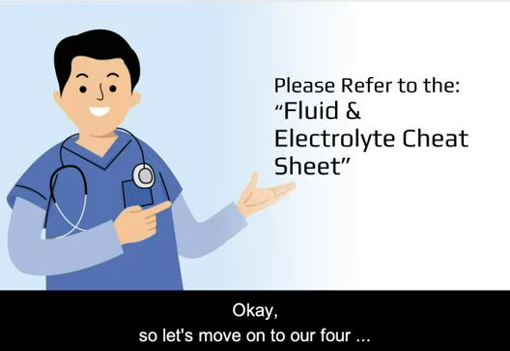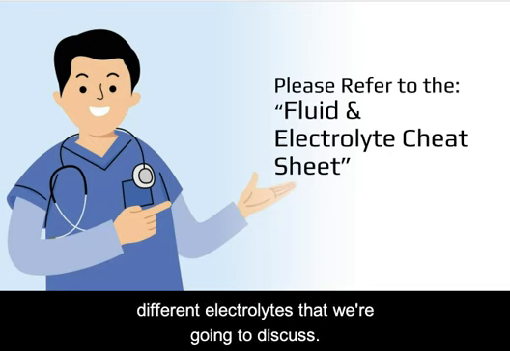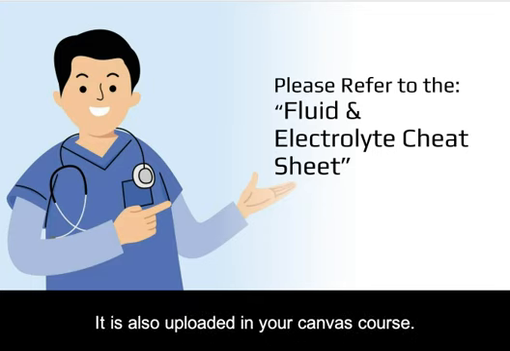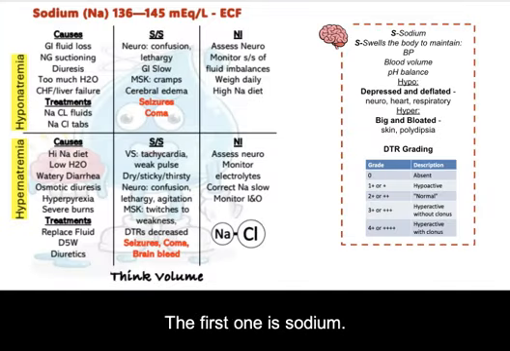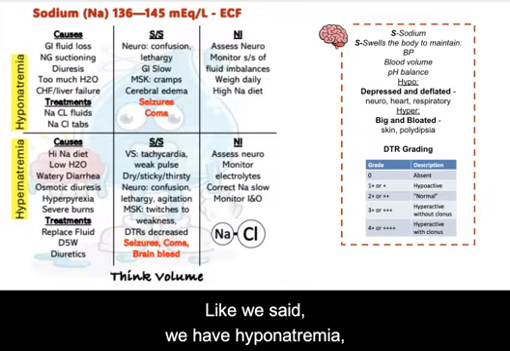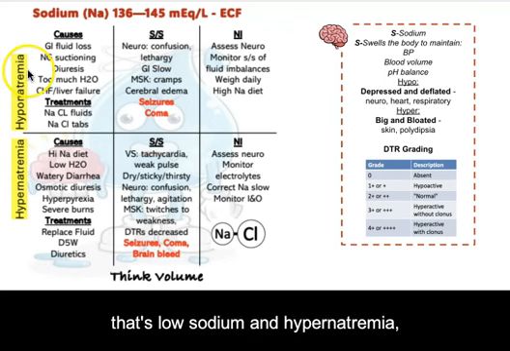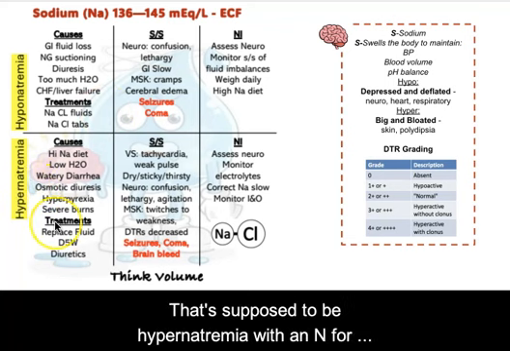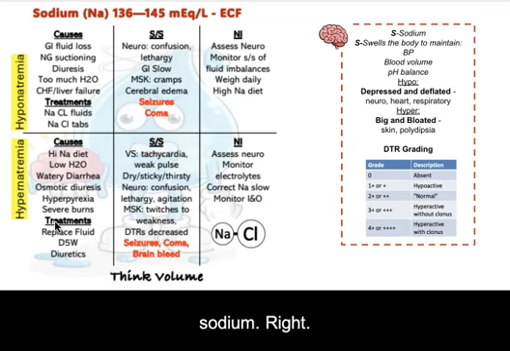Okay, so let's move on to our 4 different electrolytes that we're going to discuss. Please refer to the electrolyte cheat sheet I gave you. It is also uploaded in your Canvas course. The first one is sodium. Like we said, we have hyponatremia, that's low sodium, and hypernatremia, that is high sodium. Sorry, I have it spelled incorrectly. That's supposed to be hypernatremia with an N for sodium, right?